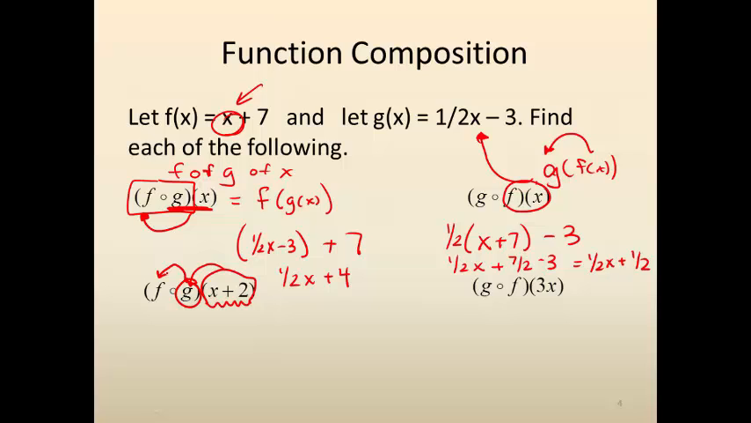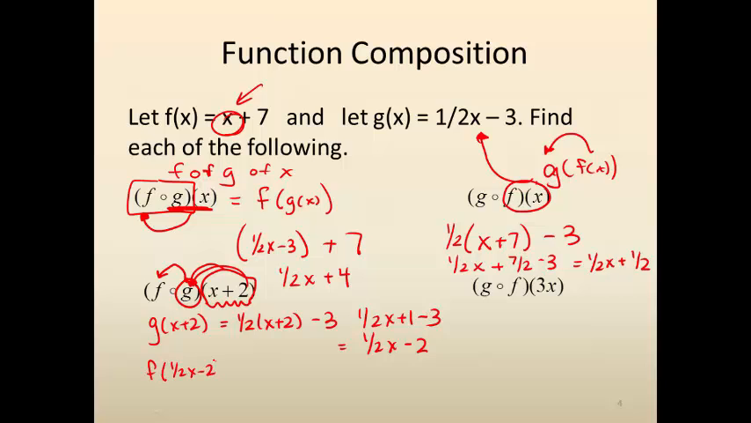The next one says take x plus 2, substitute it into g, take that result and substitute it into f. Okay, so when you start at the back, I take x plus 2 and put it into g, get a result. So let's do that. G of x plus 2 is going to be 1/2 times x plus 2 minus a 3, which is 1/2 x plus 1 minus 3, or 1/2 x minus 2. So that's my result of g of x plus 2. And I take that result and I substitute it into the f function, which means that I have 1/2 x minus 2 plus 7, or 1/2 x plus 5.